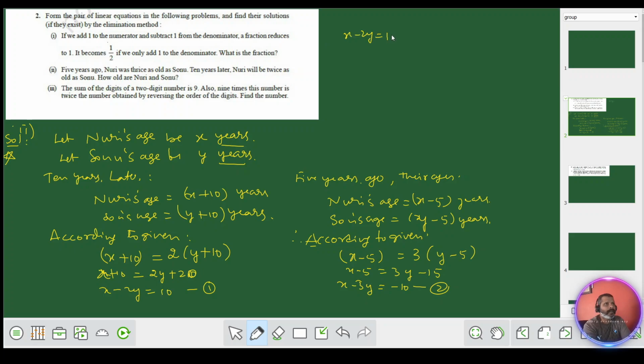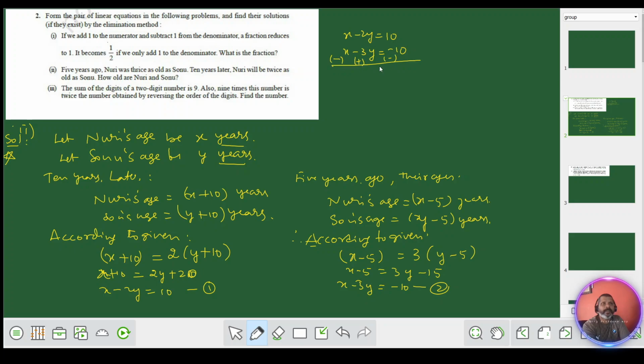So just write them one by one down. x minus 2y equal to 10, x minus 3y equal to minus 10. Now, if you look at the equations, if we add, does any variable get cancelled? You have to think. If that gets cancelled, just add them. If not, try to subtract. Okay. So the second equation I'll subtract.